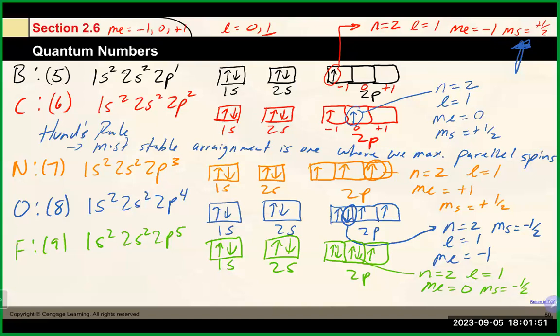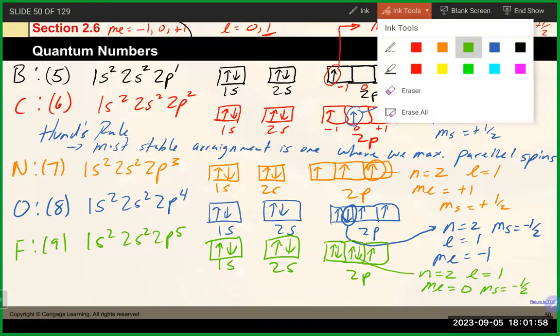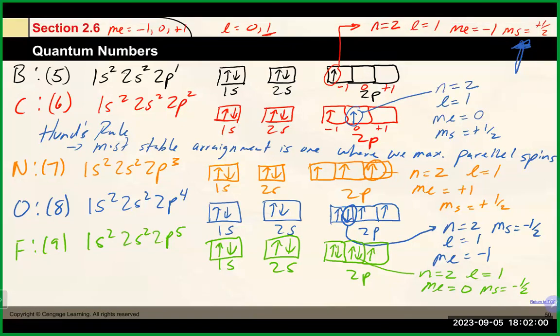So lastly here we have neon in that second row. Neon is 10, which would be 1s2, 2s2, 2p6. That is, as you can see, going to fill up our p subshell or 2p subshell there.